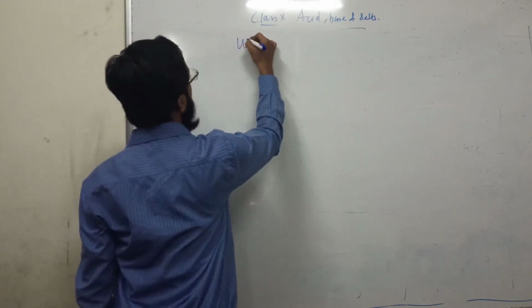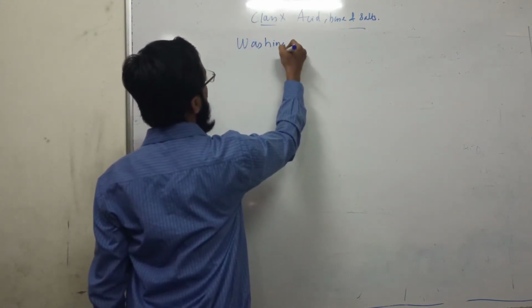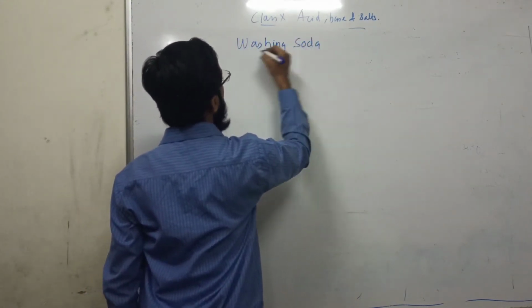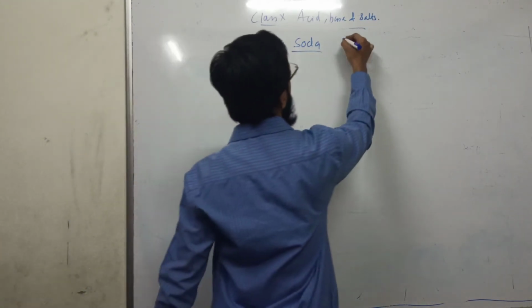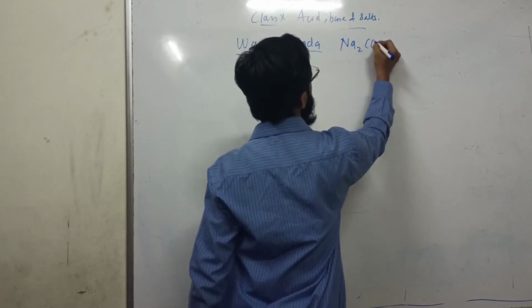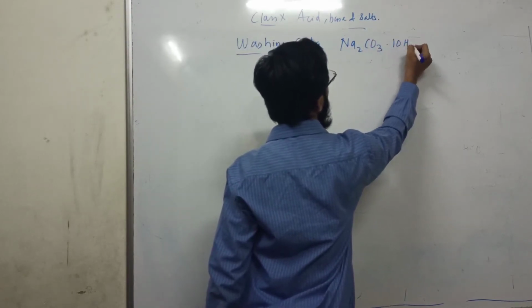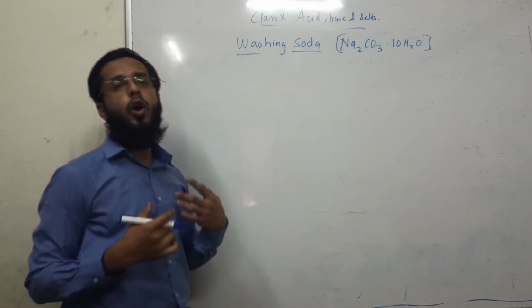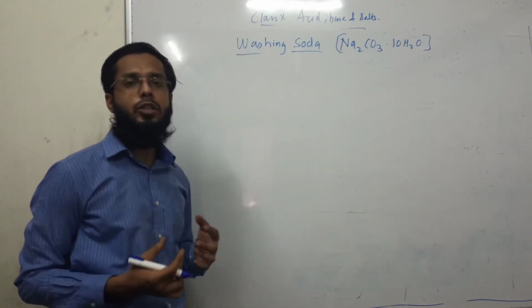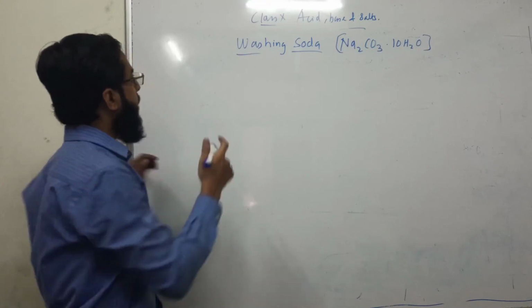Now let's talk about washing soda. The next solid is washing soda. So washing soda is actually Na2CO3.10H2O. It is also one of the products from NaCl, that is sodium chloride. Okay, how is it formed?